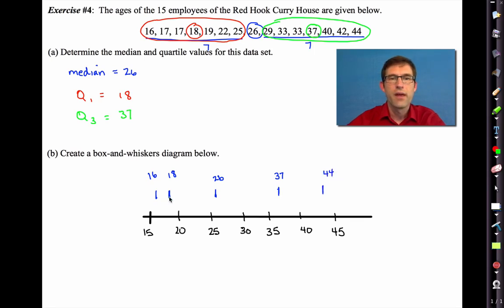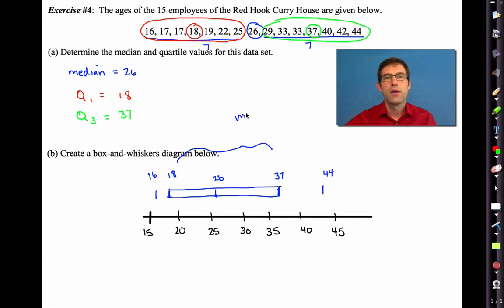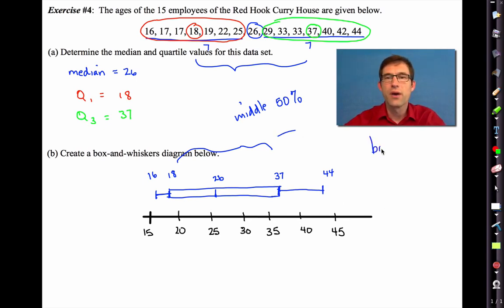All right. The box is really boxing in the middle 50%, right? The middle 50% is in here. That's a beautiful curve. That's the middle 50%. It's from here to here, right? The lowest 25% is in here, and the highest 25% is in there. So there's my box and whiskers diagram, also known as a box plot.